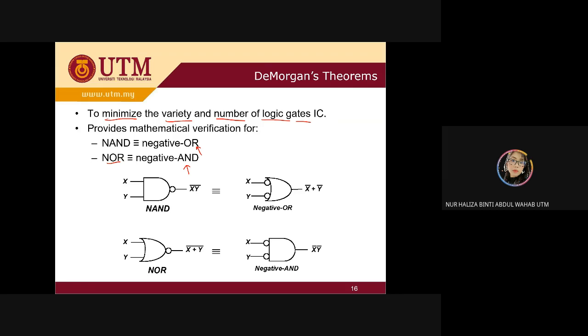What is the meaning of NAND using the negative OR? Or maybe it is like equivalence of negative OR, and if NOR, it is equivalent to negative AND. Yeah, so let's take a look.